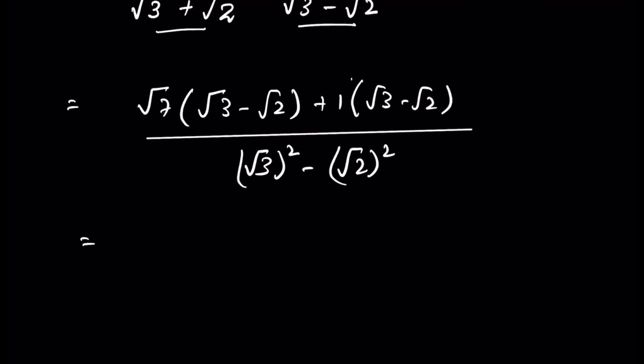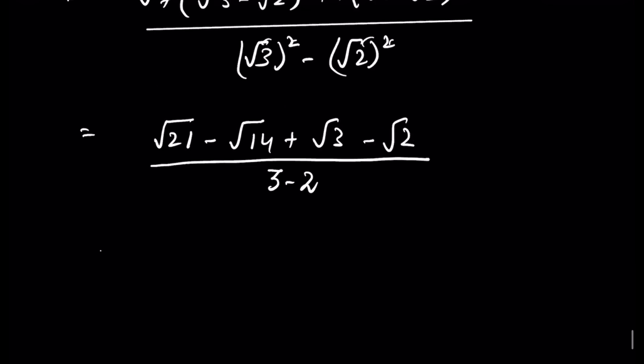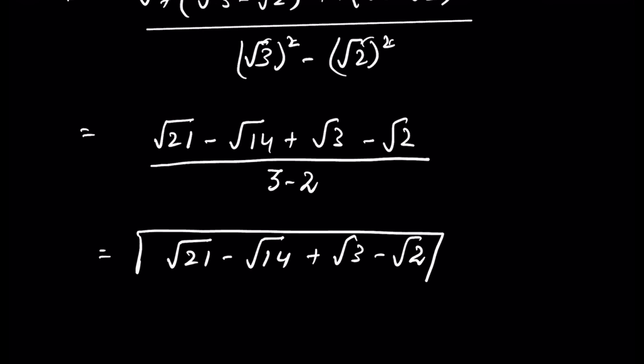So this is square root of 21 minus square root of 14 plus square root of 3 minus square root of 2, upon, remove the square root with this square, so it is 3 minus 2, so it is square root of 21 minus square root of 14 plus square root of 3 minus square root of 2. This is our final answer.